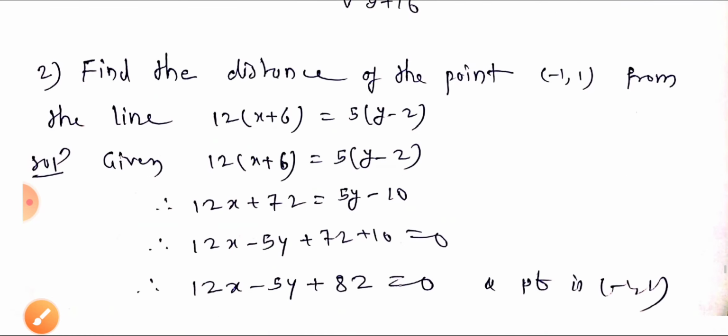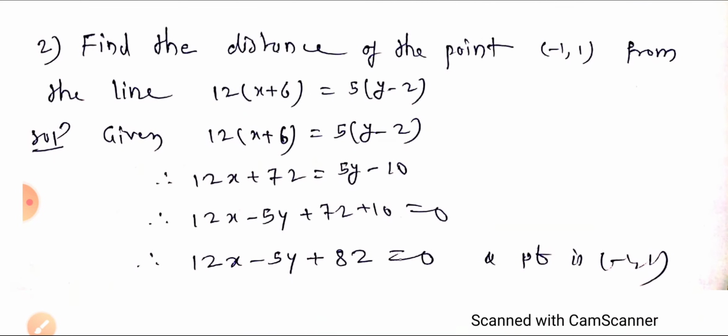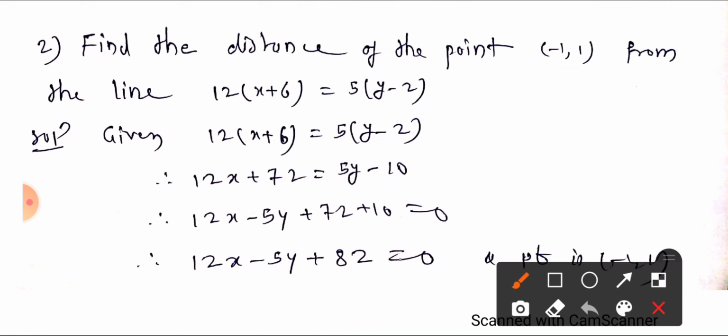So similarly here one more example we solve. Find the distance of the point minus 1 comma 1 from the line 12 into bracket x plus 6 equal to 5 into bracket y minus 2. So here the given line is 12 into bracket x plus 6 is equal to 5 into bracket y minus 2. So by simplification we get, that is 12x plus 72, here 5y minus 10.